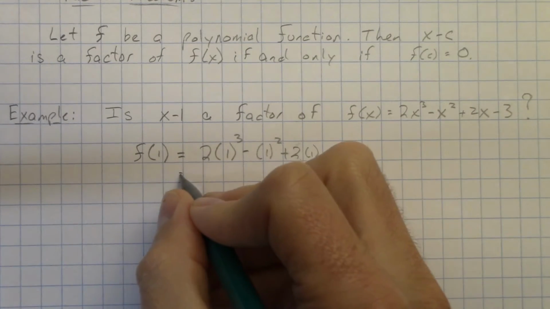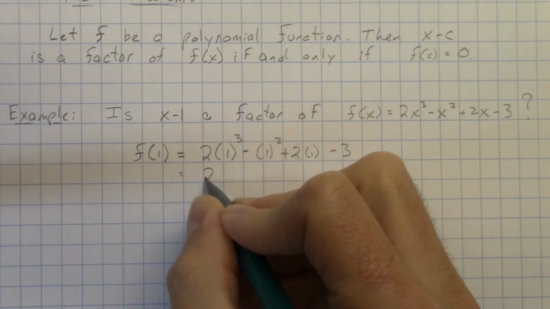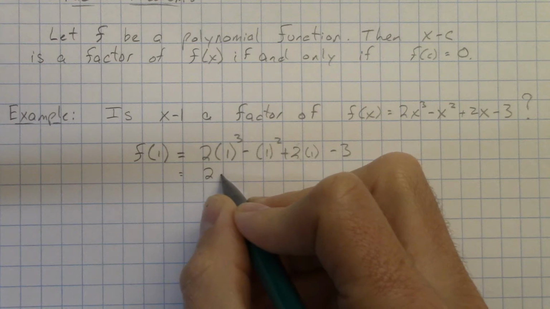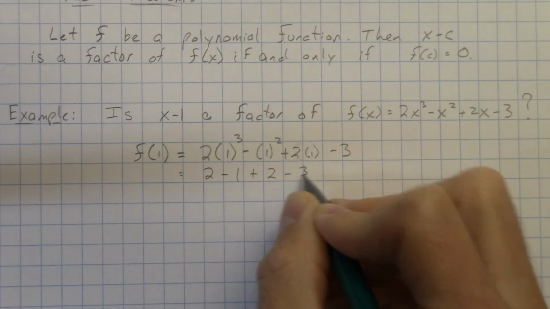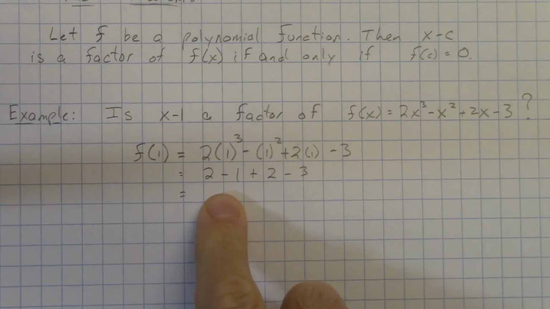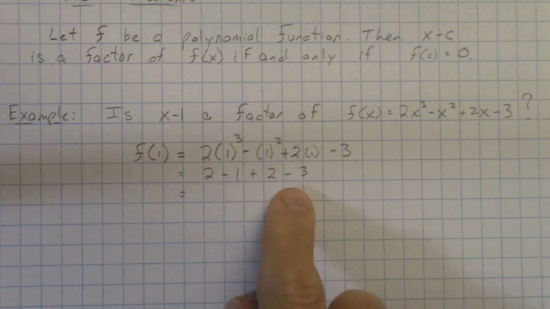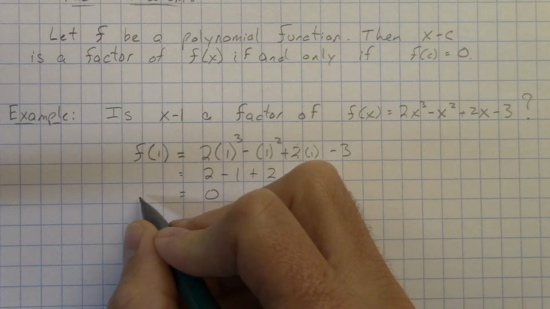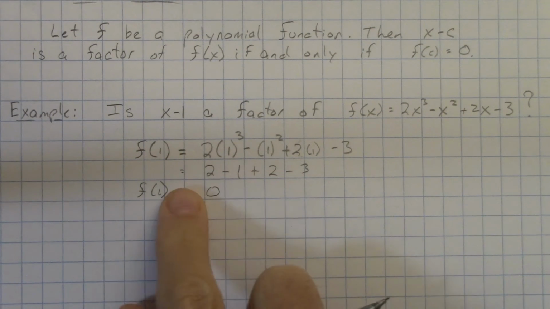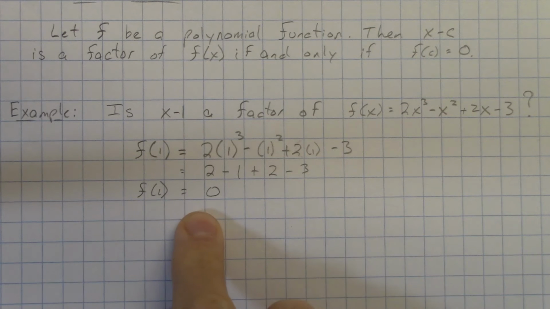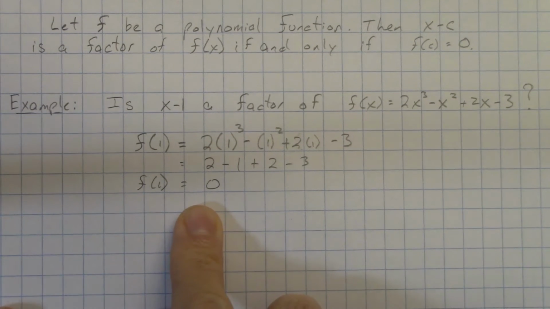Let's evaluate. 1 cubed is 1, so that's just 2 times 1, which is 2. Minus 1 squared is 1. 2 times 1 is 2, minus 3. 2 minus 1 is 1, plus 2 is 3, minus 3 is 0. It is, in fact, a factor. It is in fact a factor, and this factor theorem helps us see that. The remainder theorem also helps us, which is the last video where we plug in.